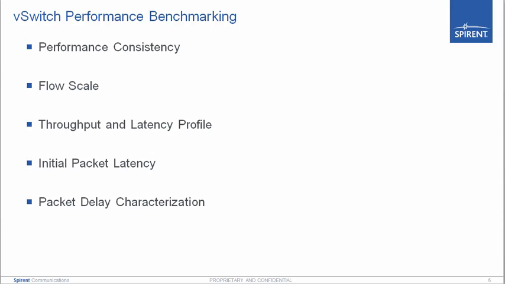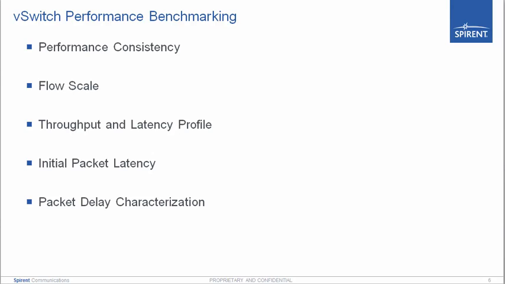Similarly, initial packet latency measures the latency of the first packet as it may vary across vSwitch implementations. Flow scale measures the forwarding performance at various flow scale levels. Throughput and latency profile test evaluates whether the forwarding performance degrades as the offered load varies in the region of the maximum forwarding rate.